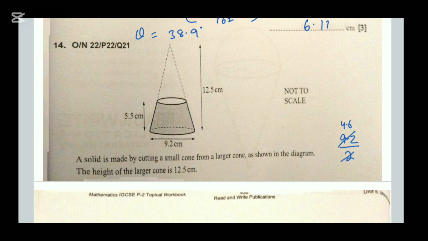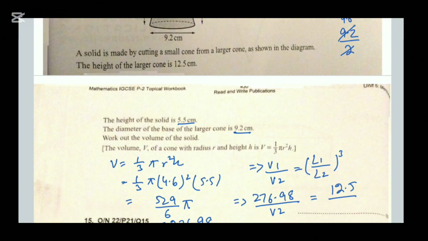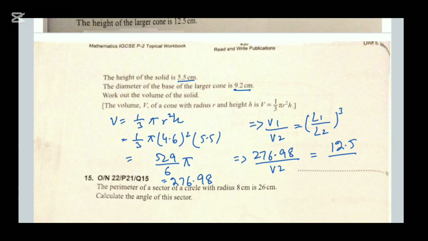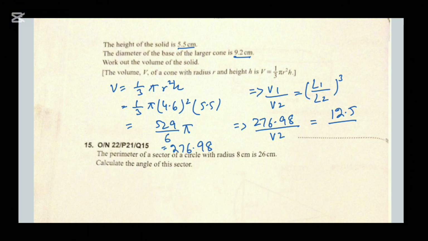Length 2 is 12.5 minus 5.5, so that is 7. So the length of this shape is 12.5 minus 5.5. You have to be very careful while writing the values here. So that will be 7 cube. 12.5 minus 5.5 is equal to 7, the height of the smallest cone.